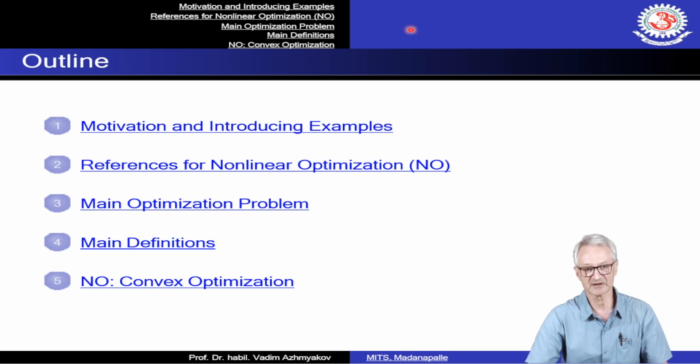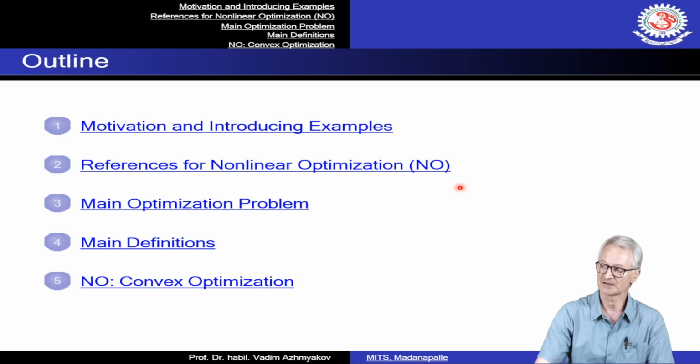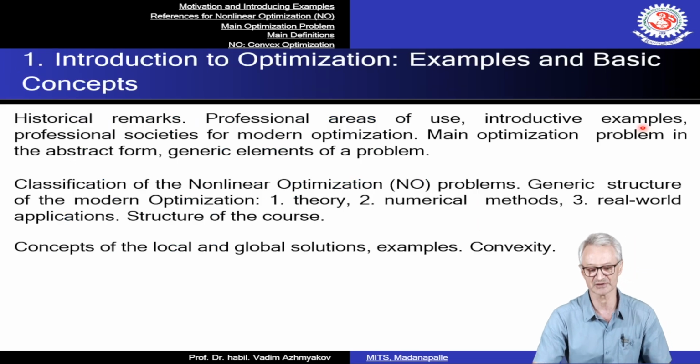After this, we start our main optimization problem and give some basic concepts, definitions, and a formal framework for mathematical optimization. And we make a last remark about nonlinear convex optimization in the framework of optimization theory.